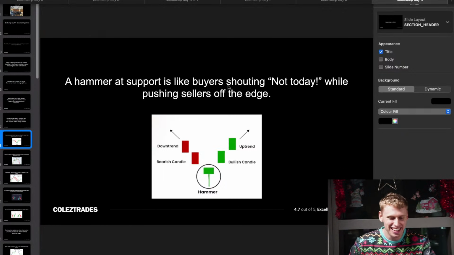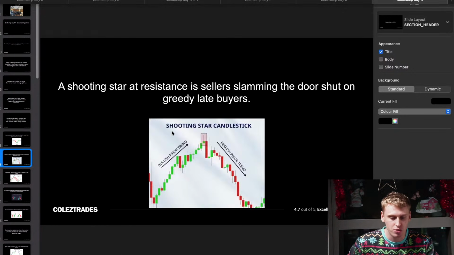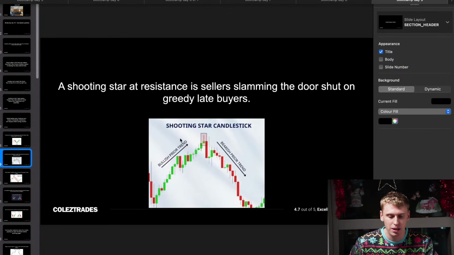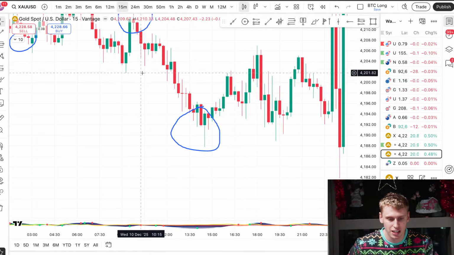Okay, let's go into the next one. So a shooting star. A shooting star at resistance is sellers slamming the door shut on greedy late buyers. It's basically the opposite of a hammer. And let's go over an example of this.